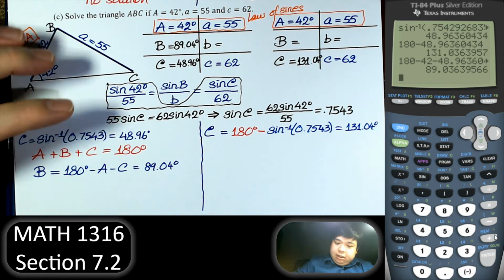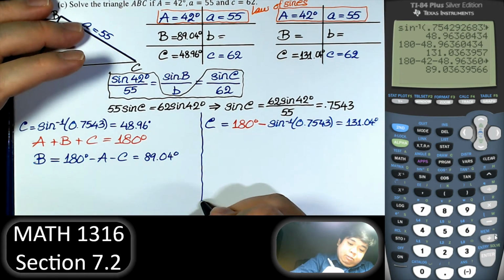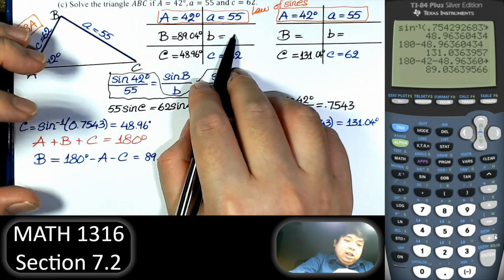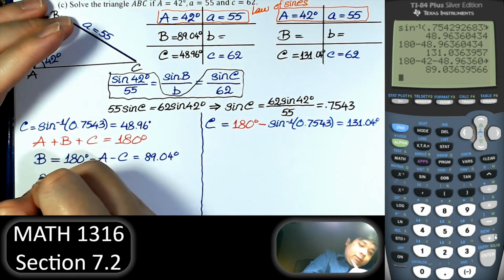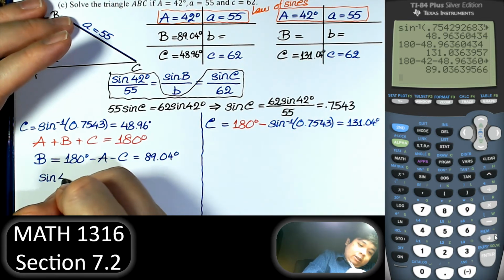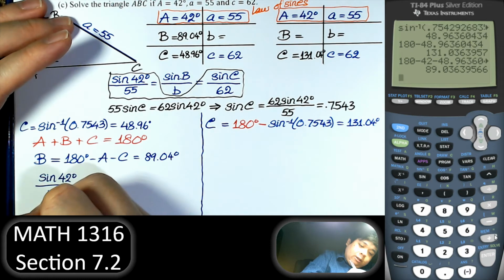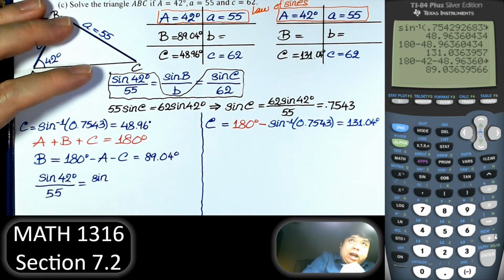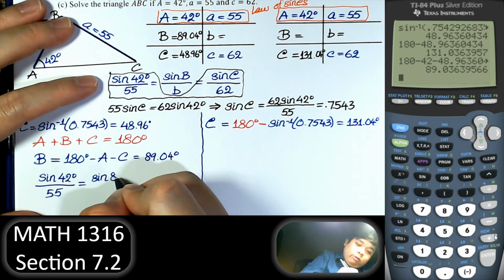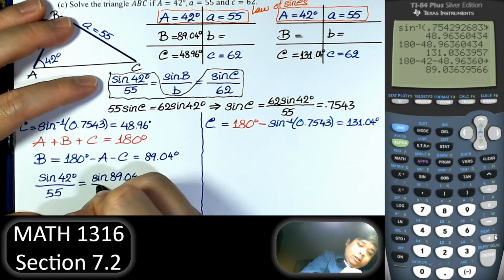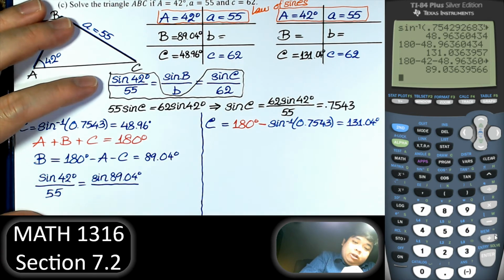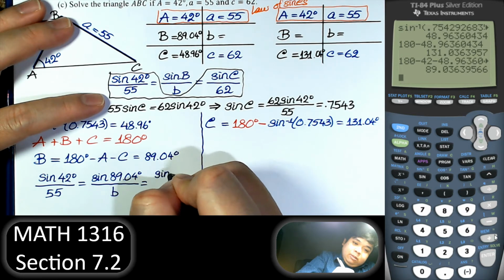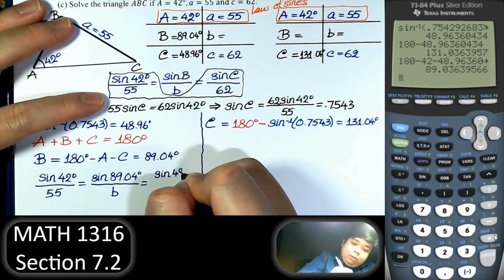Right. And then of course from there I just need to find angle B. I need to find sine B, law of sine. Now we know almost everything. Angle B now we know is 89.04 degrees. Sine B we don't know. Sine of C 48.96.